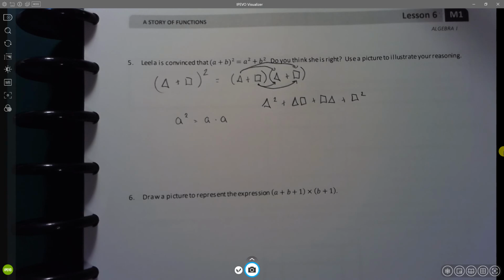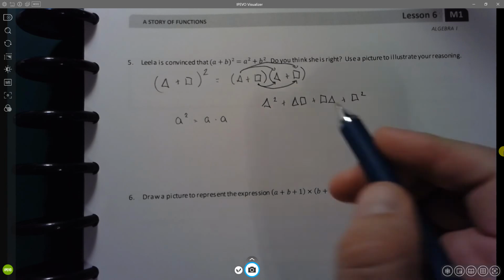We know that like terms are terms that look identical to each other and they can be combined. So something like a plus a is the same as saying 2a. A times a is the same as saying a squared. This is when you combine to simplify.